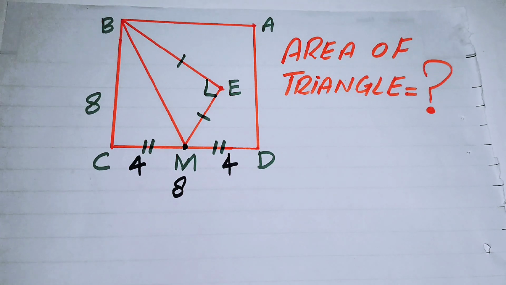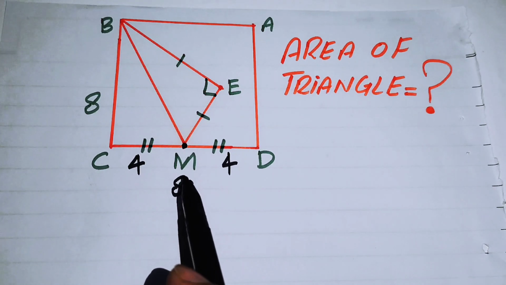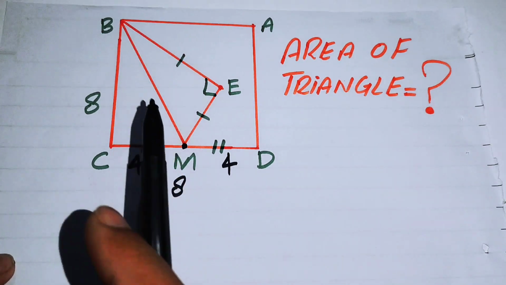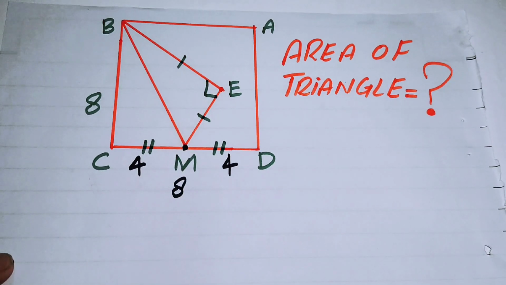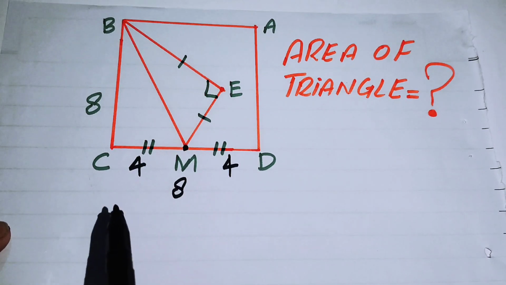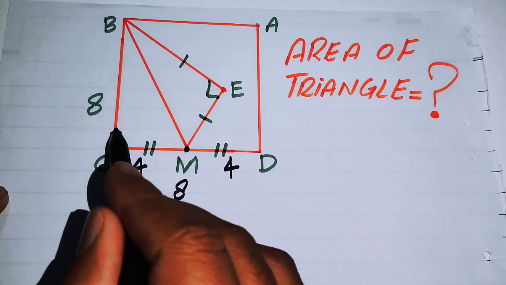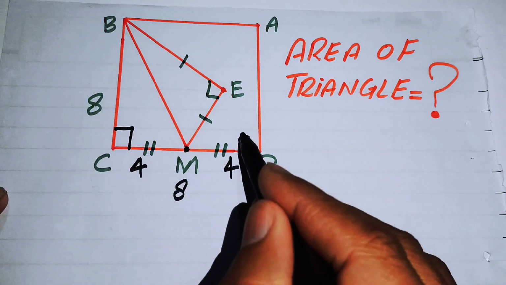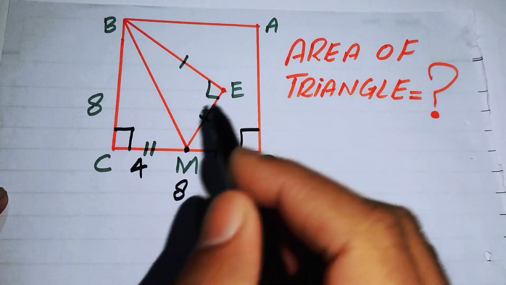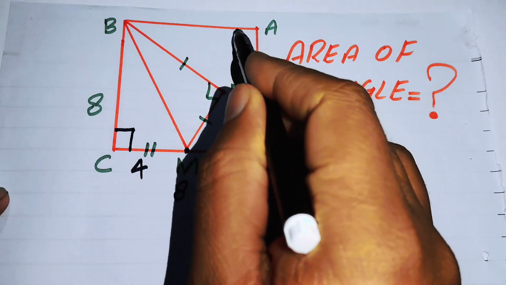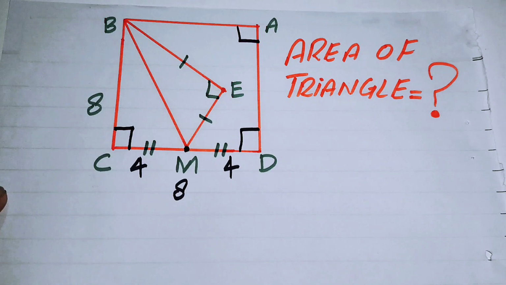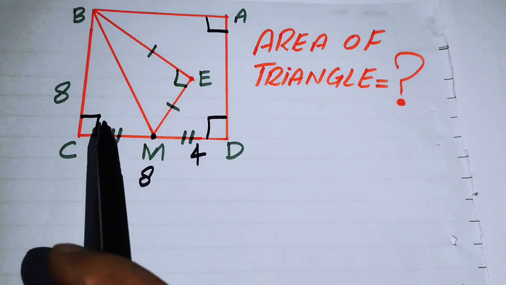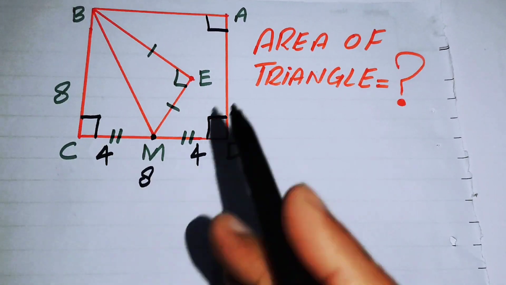So now first we focus on the right triangle BMC, and here you see that ABCD is the square, and you know that all the corner angles of the square are right angles. So this is a right angle, this is a right angle, and this angle is also a right angle. So now first we focus on the right triangle BCM.